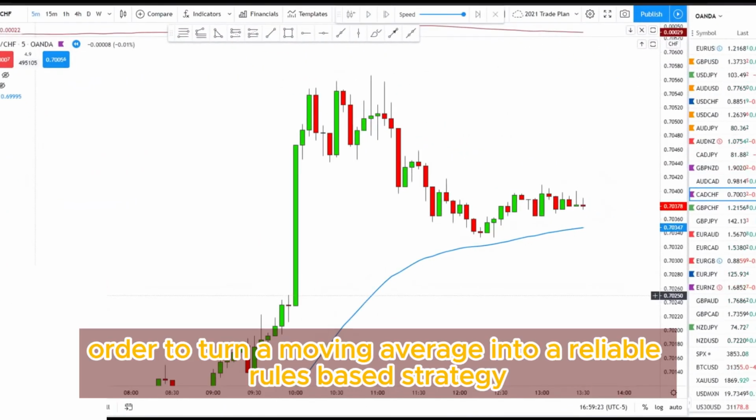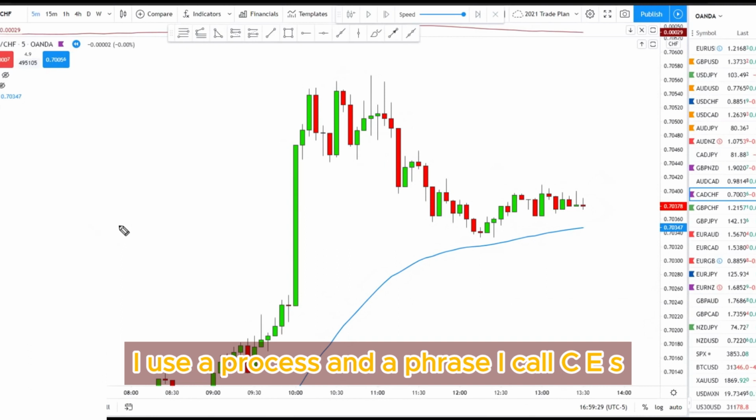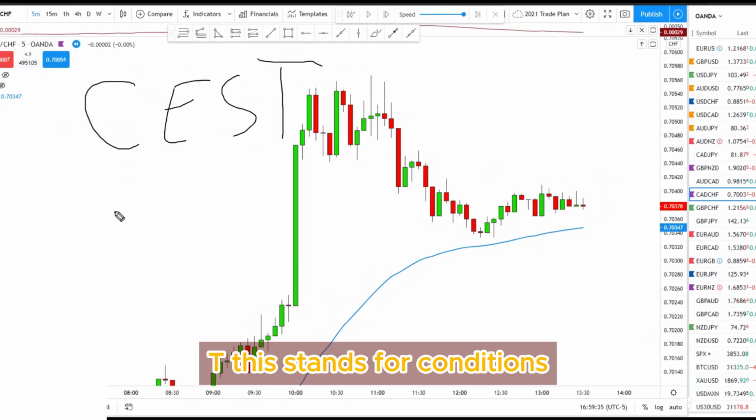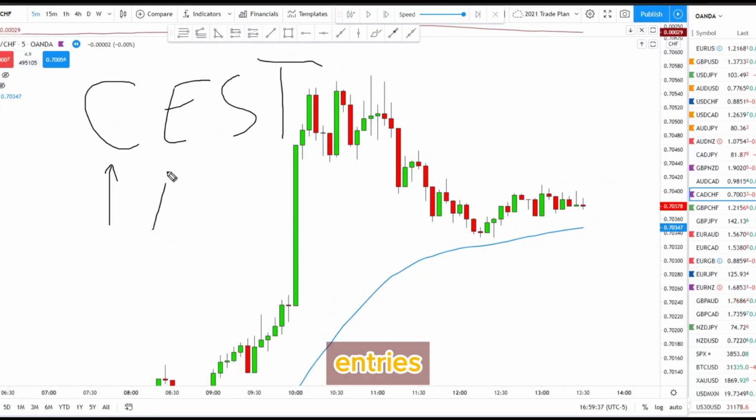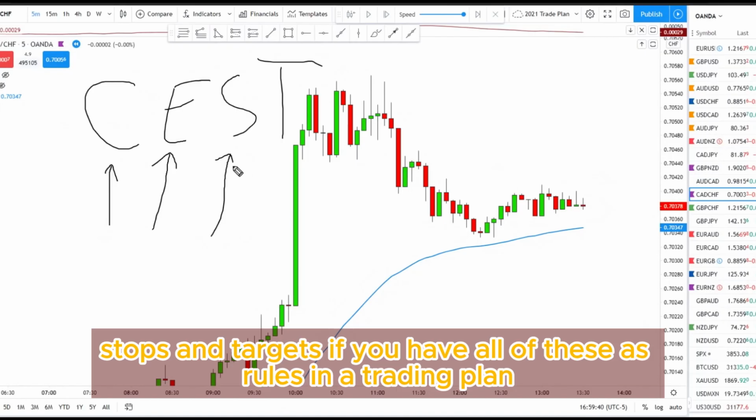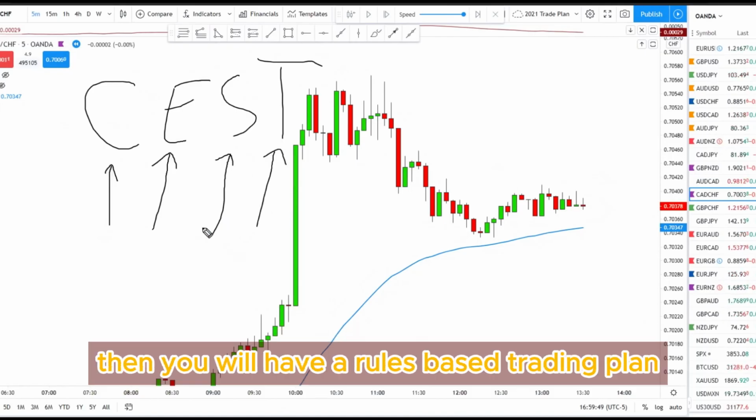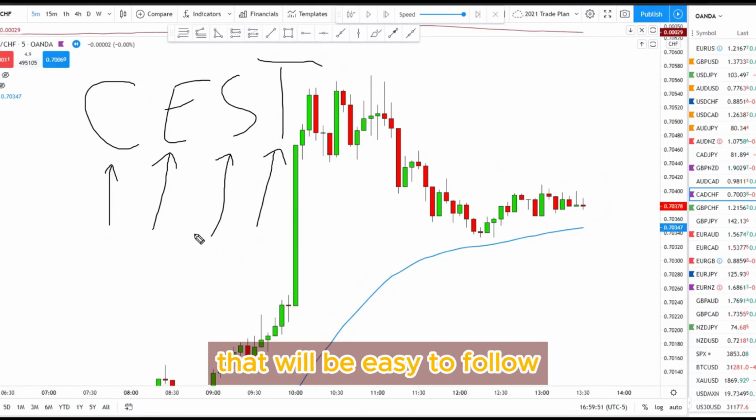So in order to turn a moving average into a reliable rules-based strategy, I use a process and a phrase I call CEST. This stands for conditions, entries, stops, and targets. If you have all of these as rules in a trading plan, then you will have a rules-based trading plan that will be easy to follow.